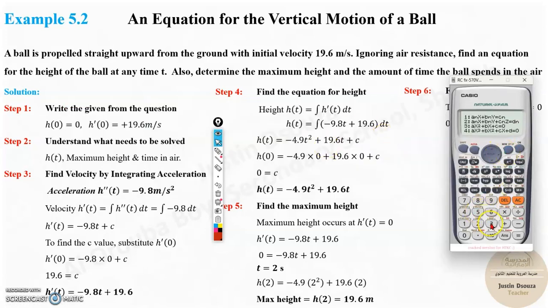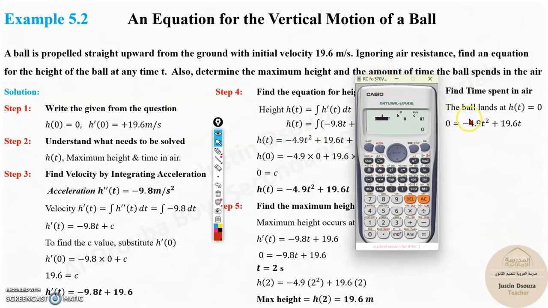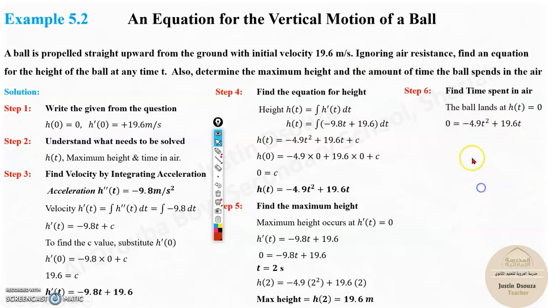Mode 5 3. Now what is before t square? It is minus 4.9. What is before t? 19.6. What is the last constant value? It's not there. Nothing is there, so it's 0. And one side must be equal to 0. The answer is t is equal to 4 and 0. See? It's at 4 and 0.